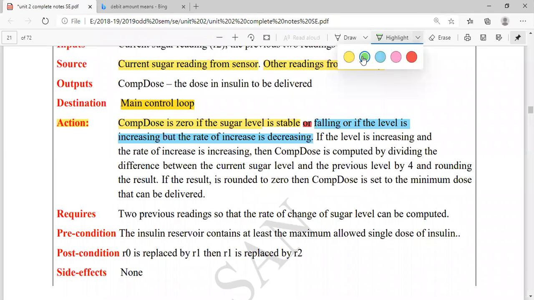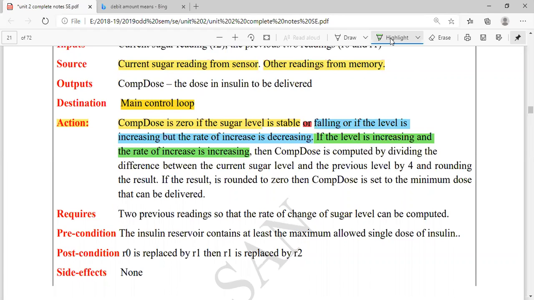See, this type of calculation is very, very important. This is just like an algorithm only. If the sugar level is increasing, and the rate of increase is increasing, it means R0 is one sugar level, R1 is increased over R0, R2 has also increased over R0 and R1, then obviously you have to give the dose to the patient.